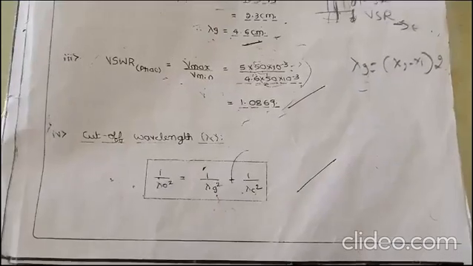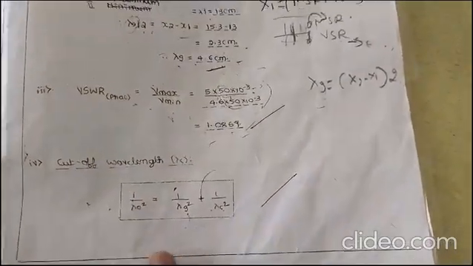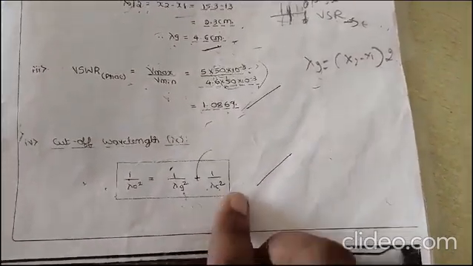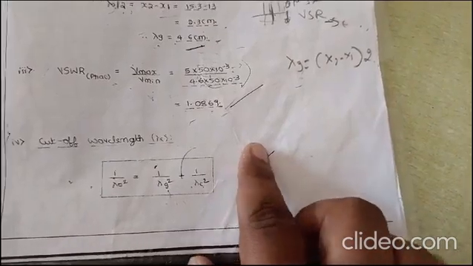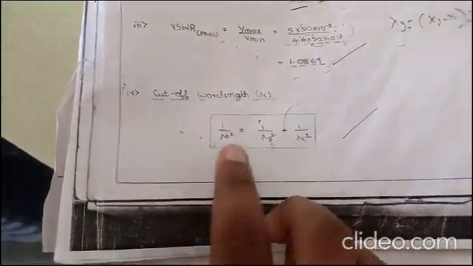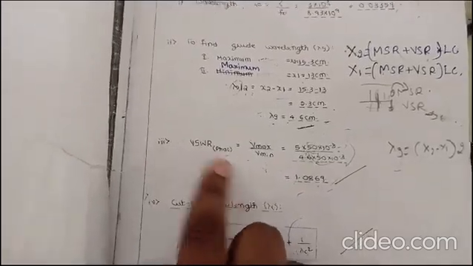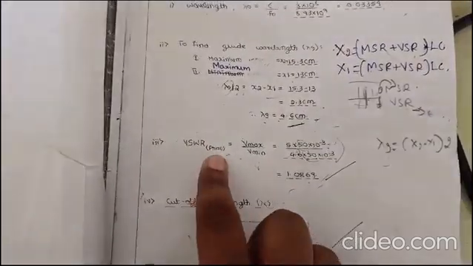VSWR. Now you have to find out the cutoff wavelength, that is lambda c. To get the cutoff wavelength, you already found the operating wavelength and the guided wavelength. Substitute those values to get lambda c here. Now you have already calculated the VSWR practical.